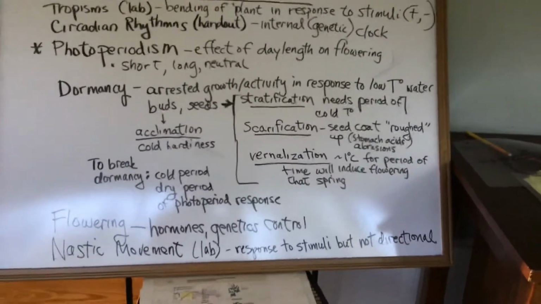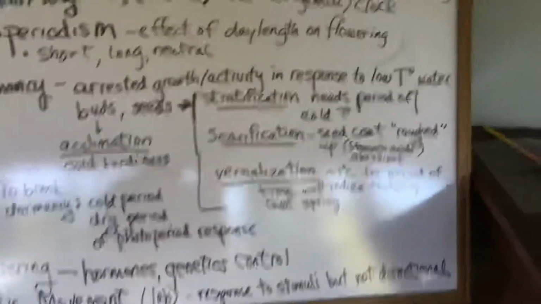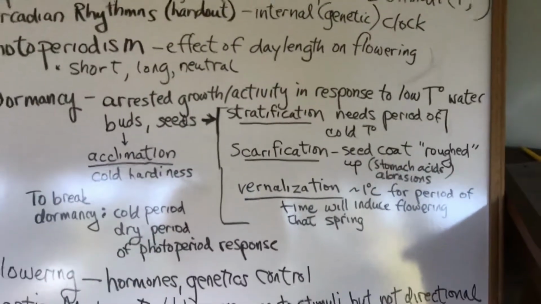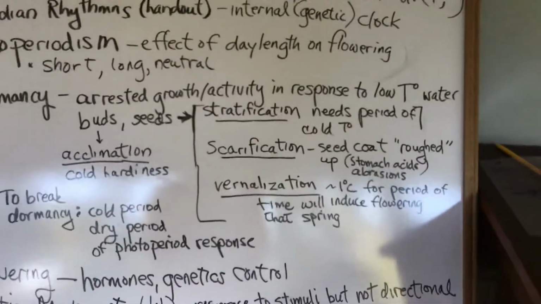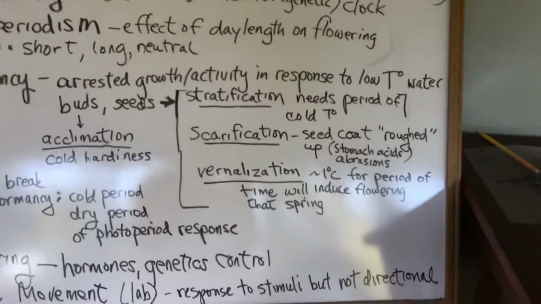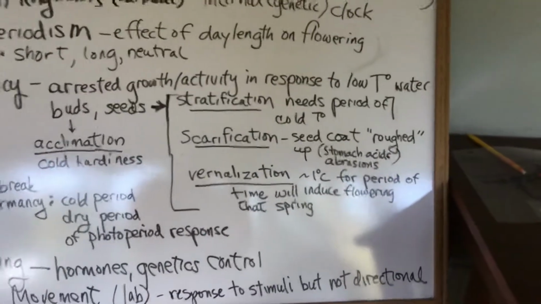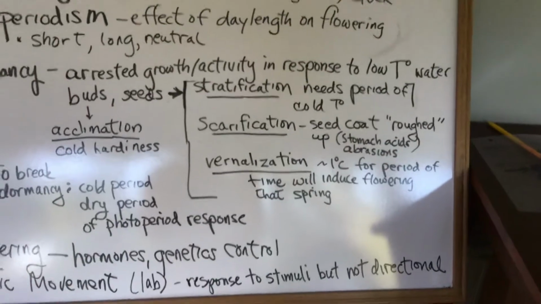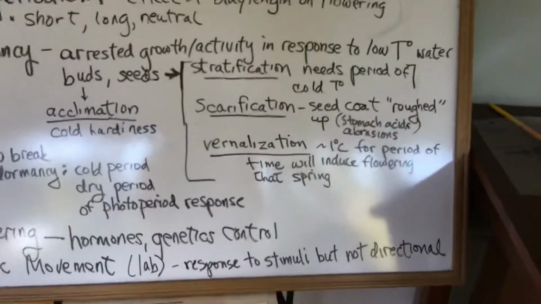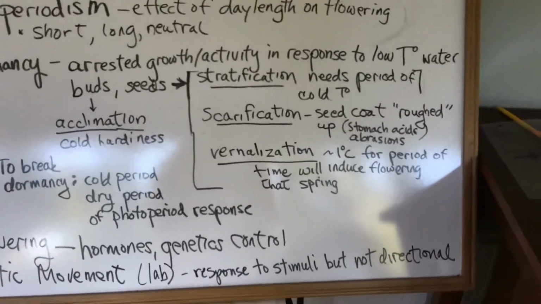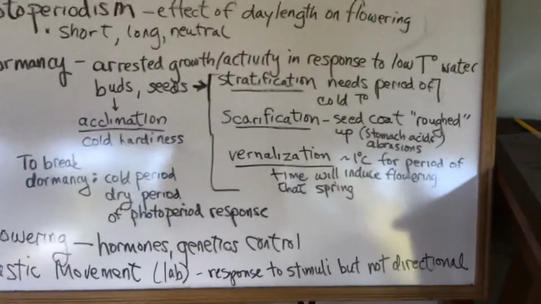Now, some seeds need stratification. Stratification is a period of cold they need before they can sprout. Other seeds might need something called scarification, which is just a roughing up of the seed coat. This usually would happen by stomach acids in an animal that would eat it and then poop it out somewhere else, and the HCl, or hydrochloric acid, in the stomach eats away at that seed coat.